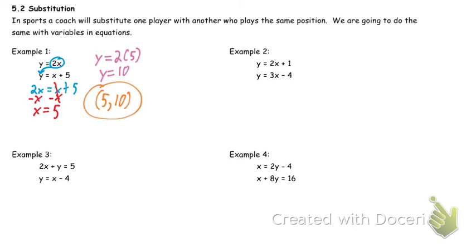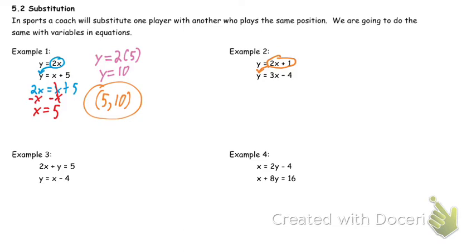Okay, let's try example 2. Example 2, we have y equals 2x plus 1 and y equals 3x minus 4. So we're told y is the same thing as 2x plus 1 or 3x minus 4. So what we can do is take this 2x plus 1 and plug it in for y in the bottom equation and rewrite the equation.